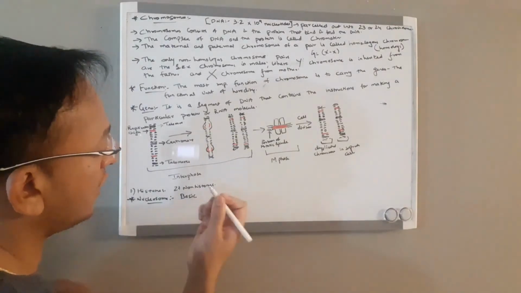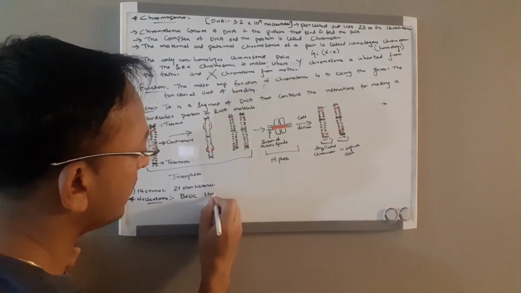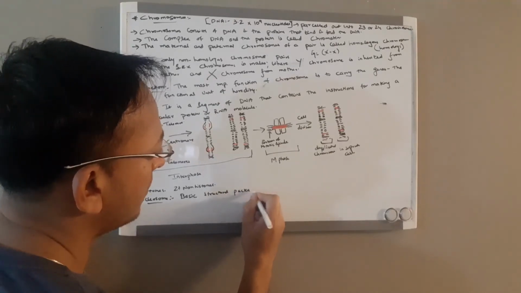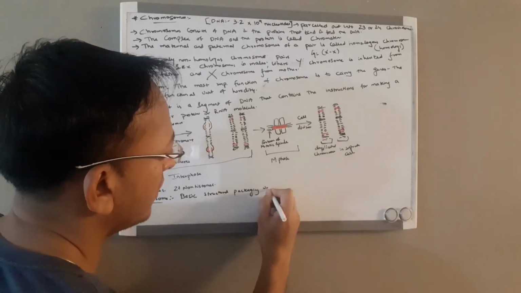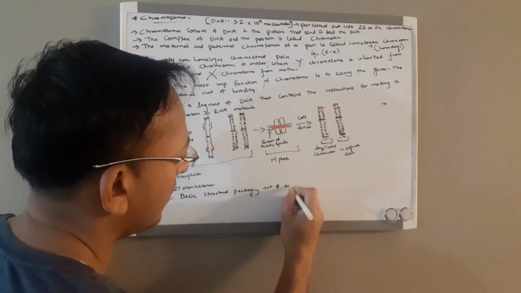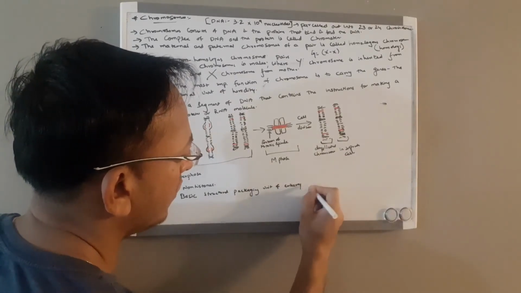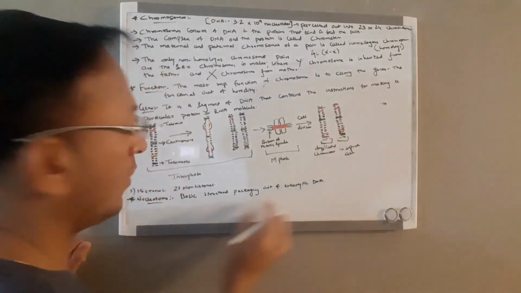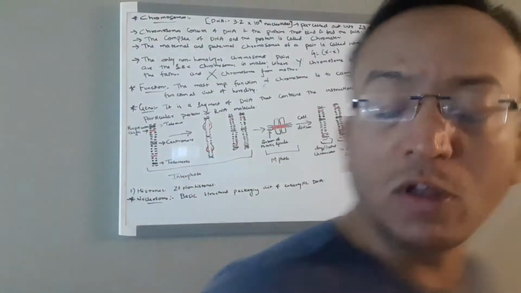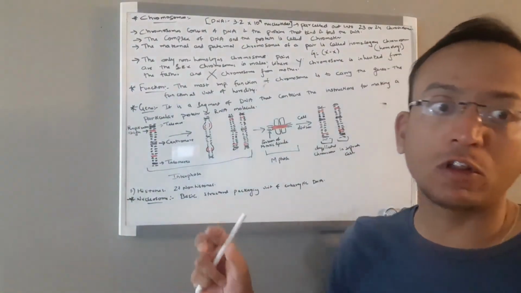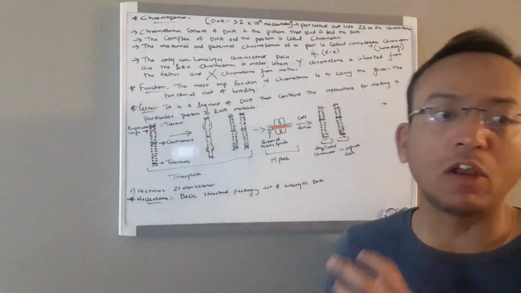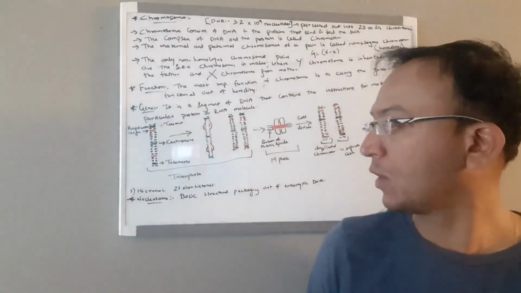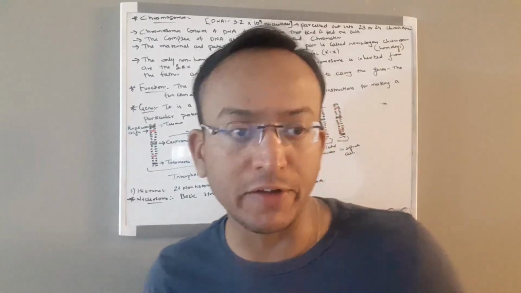Just so it's not any definition, but the basic structural packaging unit of eukaryotic DNA, right? So histones are responsible for the first and most fundamental level of chromatin packaging, the nucleosome, right? And this was discovered in 1974.